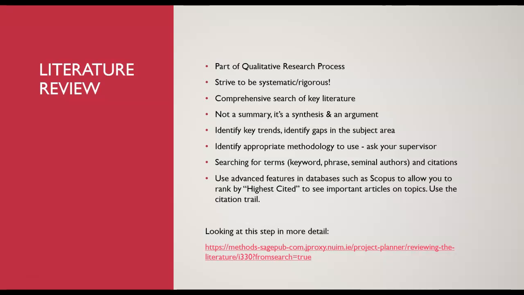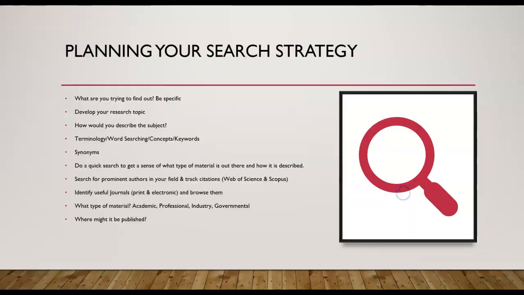What phrases, what are the top authors in your subject field, and how often have they been cited? You can use the advanced features in databases such as Scopus to find out the highest cited articles. LIBRARYSEARCH will give you this information as well. So you can find more information on the Sage Publications database, the link given at the bottom of this page.